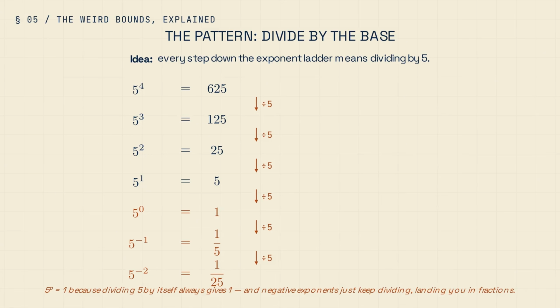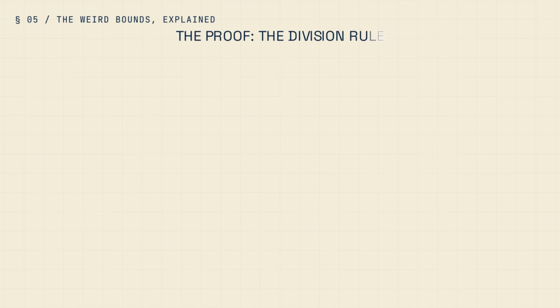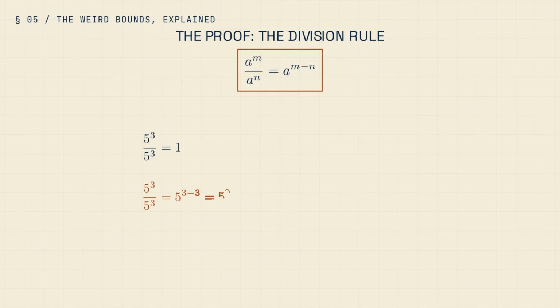Let's prove it using an exponent rule. The division rule, a to the m over a to the n equals a to the m minus n. Let's take 5 cubed over 5 cubed. That is 1 because anything over itself is 1, it cancels out. By the rule, 5 to the 3 minus 3, which is equal to 5 to the 0, which is also equal to 1. This proves that 5 to the 0 is 1.